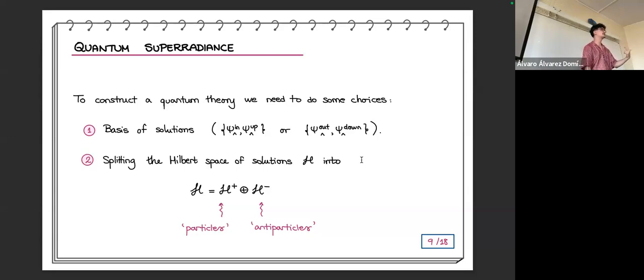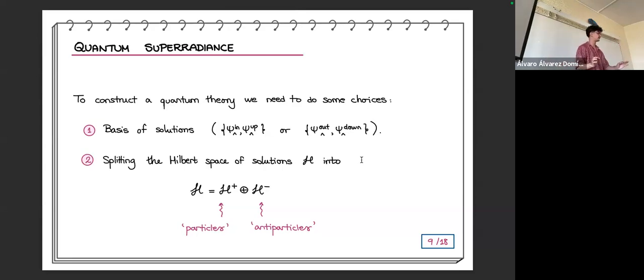Now, the second step that we need is a bit more bizarre, but it's not that difficult. What we need is to split the Hilbert space of solutions into two subsets. A one-particle Hilbert space and a one-antiparticle Hilbert space. What I mean is that we need to say, okay, these solutions are going to behave like particles, and these solutions are going to behave like antiparticles. I'm going to say this with more detail, but that's the idea.